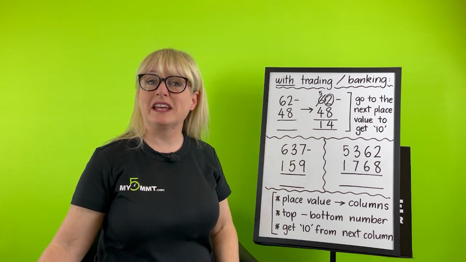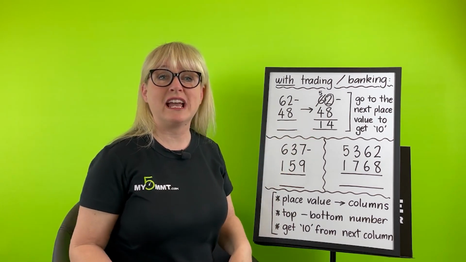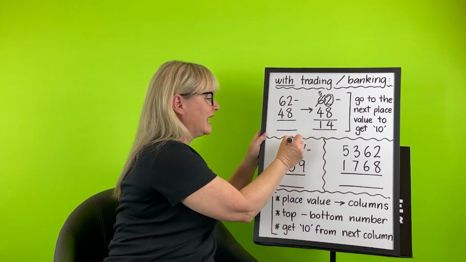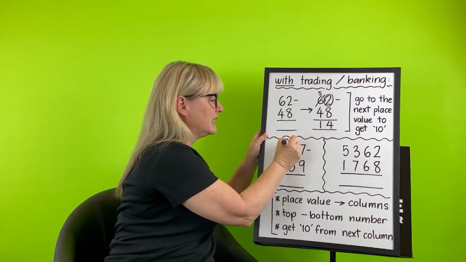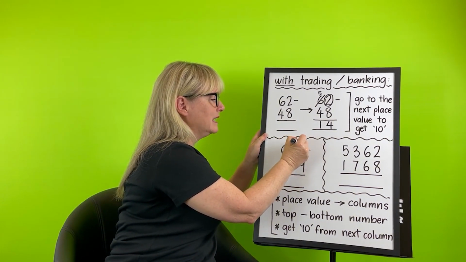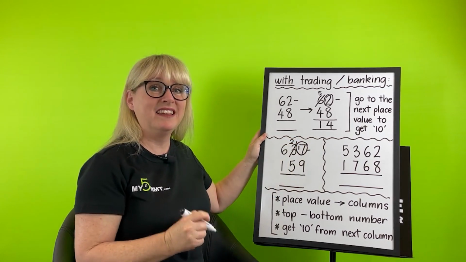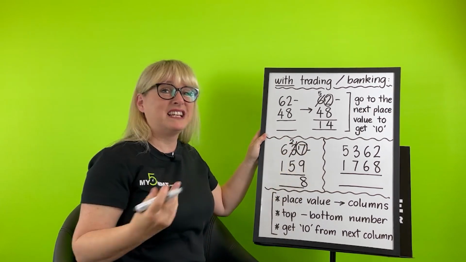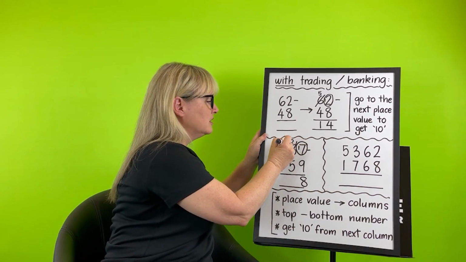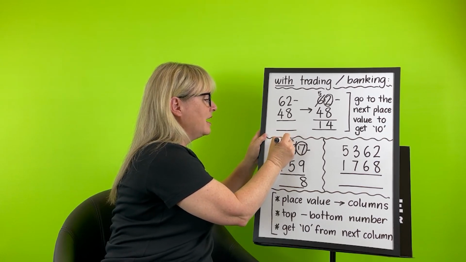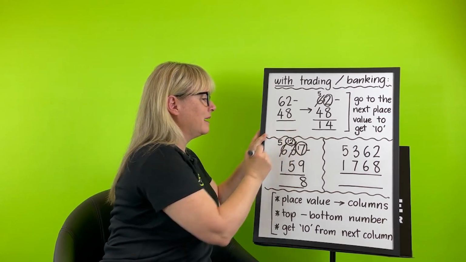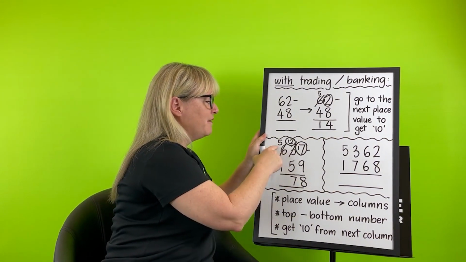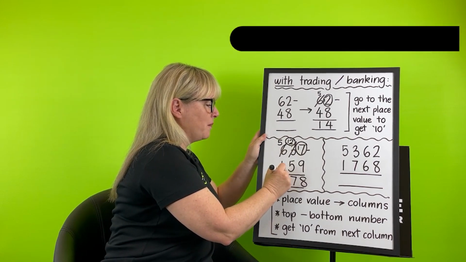Let's explore this strategy when we're trading with our subtraction algorithm with 3 digits. 7 take away 9, I can't do it, so I cancel out my 3 tens and make it 2 tens and put the 10 I grabbed here with the 7 to make 17. 17 take away 9 is 8. 2 tens take away 5 tens, I can't do that either. So I need to cross out my 6 and make it a 5, and I put my extra 10 there. So it's now 12 take away 5 is 7. 5 take away 1 is 4.